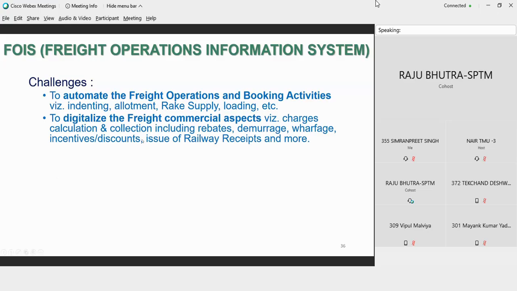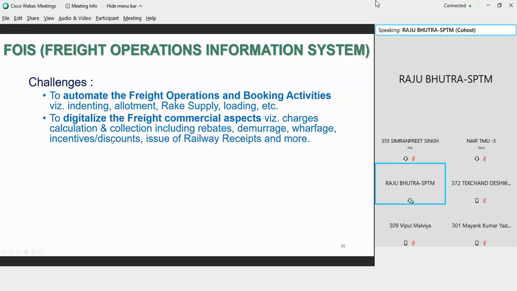To digitalize the freight commercial aspects, namely charges, calculation, and collection, including rebates, demurrage, wharfage, incentive, discounts, issue of railway receipts, and more. So all the commercial aspects are also digitalized. That is calculation of charges, calculation of various rebates, demurrage, wharfage, issuing of railway receipts. All these can be done electronically and digitally.